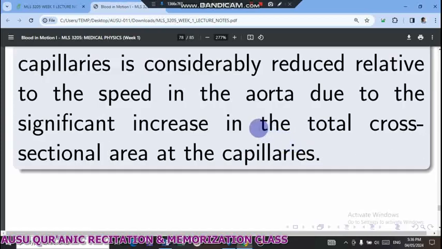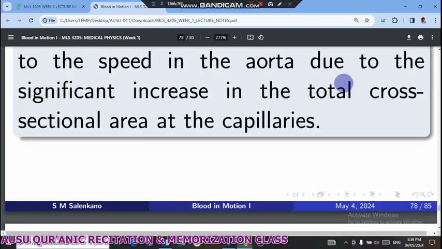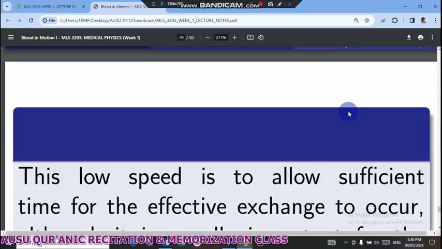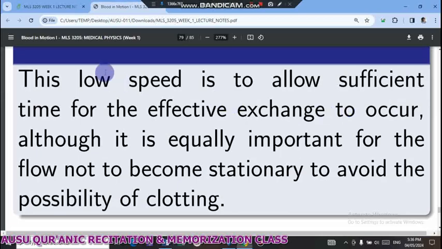So mathematically, this is how it came about. But does it have any medical implication? They say this low speed is to allow sufficient time for the effective exchange to occur, the exchange of nutrients and of oxygen, because the blood carries oxygen to the body part. So when it meets the body part, it has to move slowly so that there will be effective exchange of oxygen and nutrients. Not that it is fast moving.